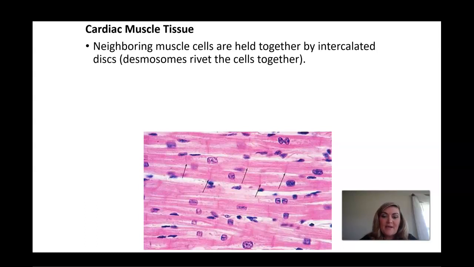Also, you'll notice that it has some branching. It's not completely cylindrical, but it'll branch off and go in different patterns. And so you'll see some branching right here. You can see some branching right here. And that's often referred to as bifurcated. So these will be bifurcated cells or branching cells that go off in different directions.